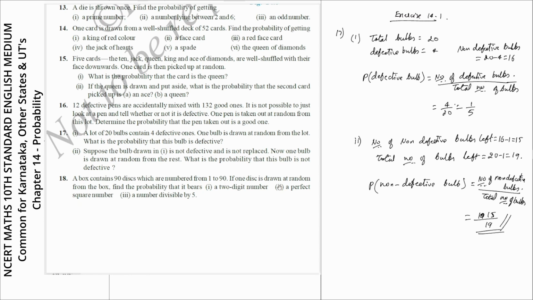19 is a prime number. So 15 by 19 is the answer. Exercise 14.1, question number 18.